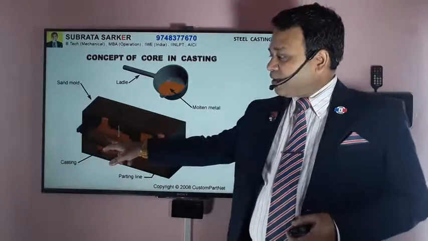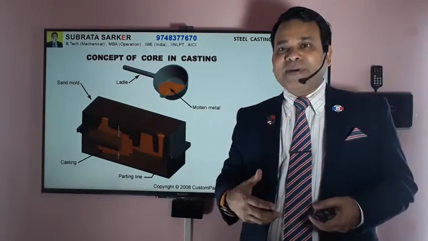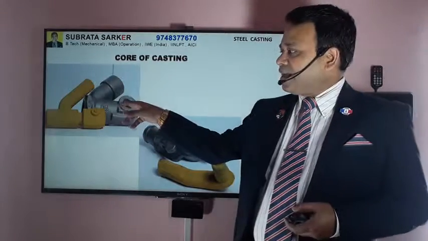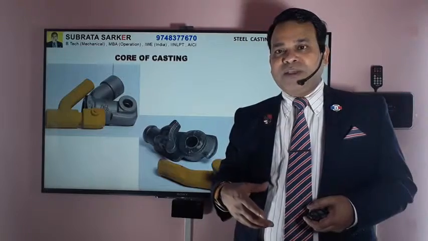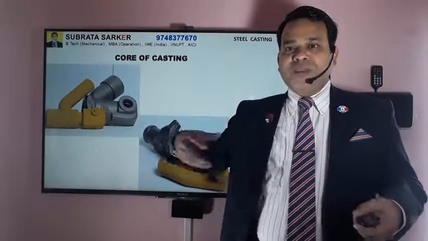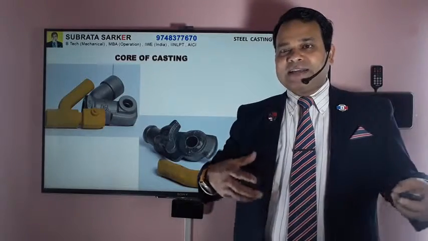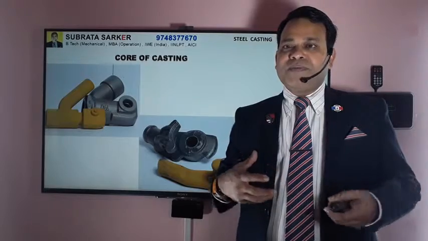So this is one of the cores, where you don't need material, which is a hollow portion; that is basically the core. You can see, typically, angle pipe joints or elbow joints or something where you need a hollow in the pipes. So this is the core of the casting, and it gets broken during the removal of the casting piece from the mold.